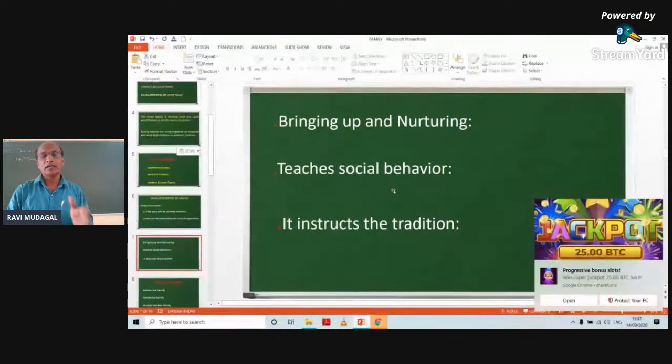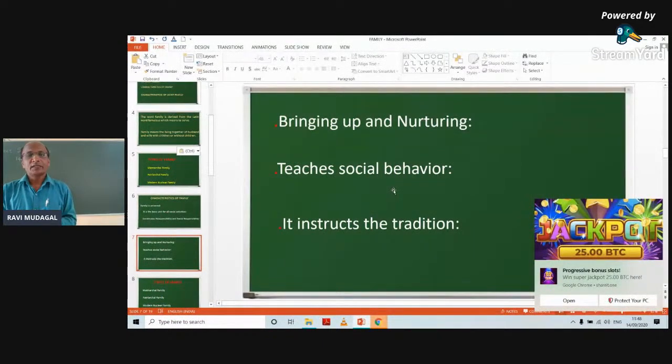Students, in the chapter on family, we are learning about the characteristics of family. One more characteristic is that family teaches social behavior to its family members so that they go outside, mingle with society, and behave properly. They communicate with people without hurting or disturbing them. So the family teaches social behavior, and at the same time it teaches how to adjust with society, with the people, and with the neighbors.